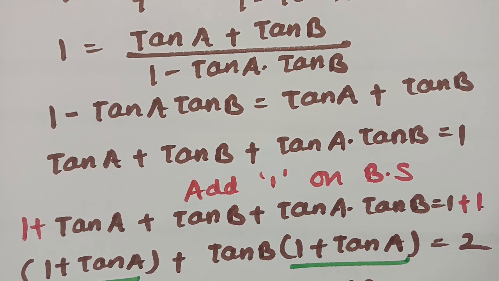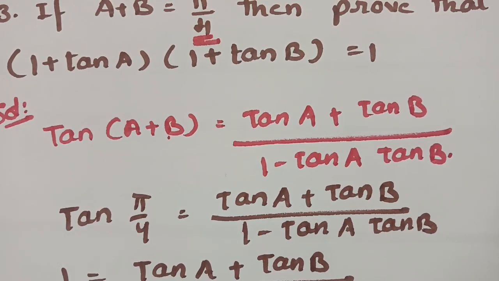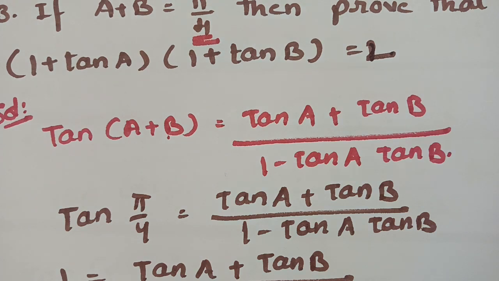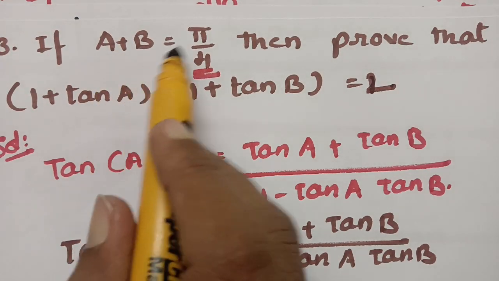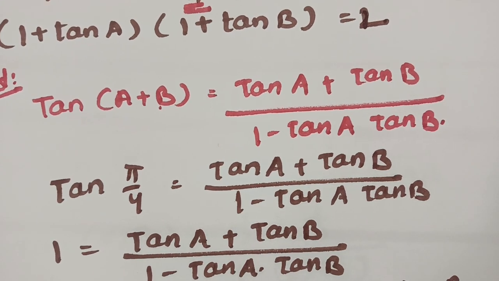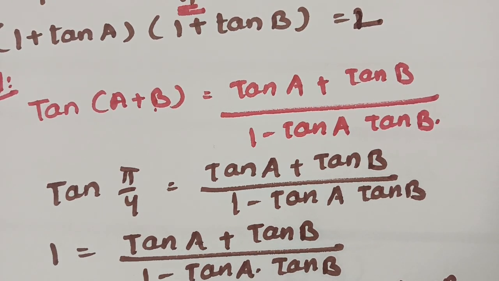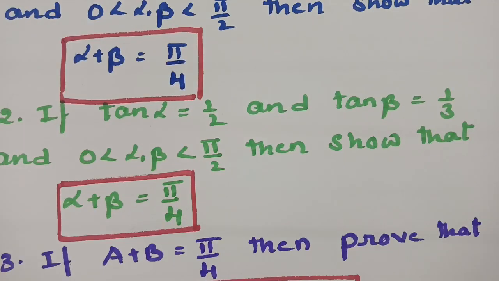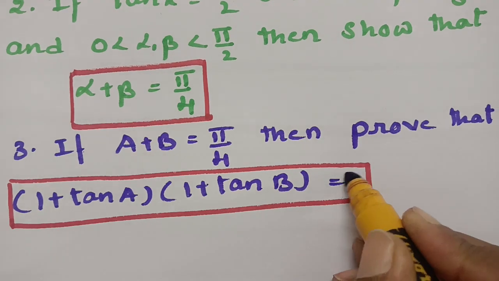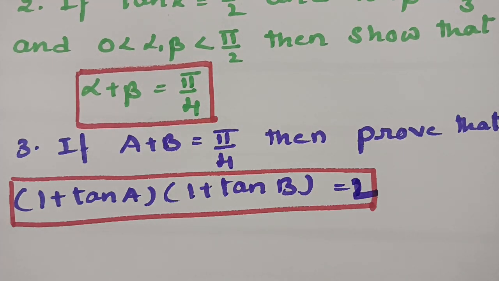Here it's a mistake that I have to keep 2 here. So the value here is 2, and therefore first of all what is given, A plus B is equal to pi by 4 is given. And so in this question, this is 1 plus tan A into 1 plus tan B. So we have to put this value as 2 after calculation.